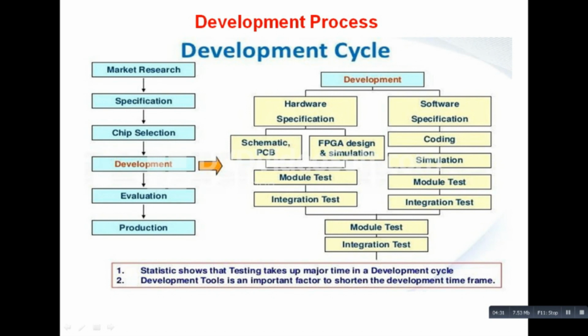Statistics show that testing takes up major time in the development cycle, because testing is very important. We perform the module wise test and integration test, therefore testing is very important in this software development life cycle. These are the phases through which we develop the embedded system: first market research, then specification, then chip selection, then development, then evaluation, and then production. If we follow these steps, we develop one system, and that system is ready to use by the customer.